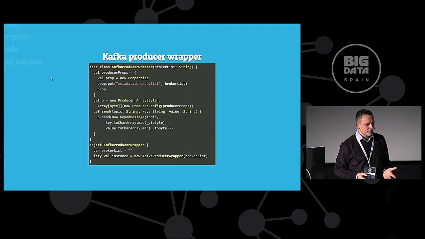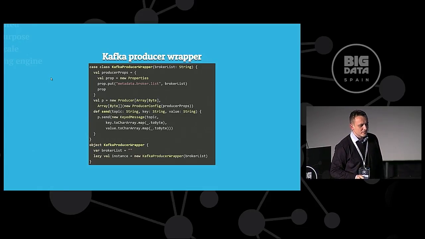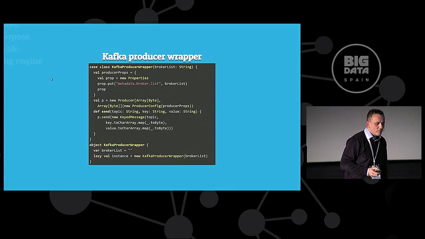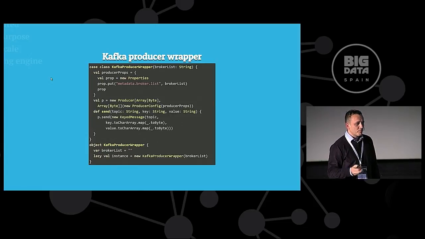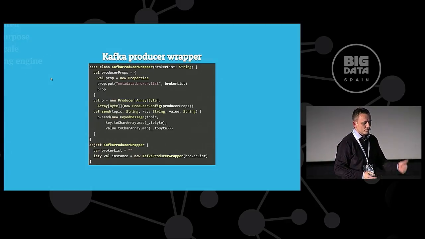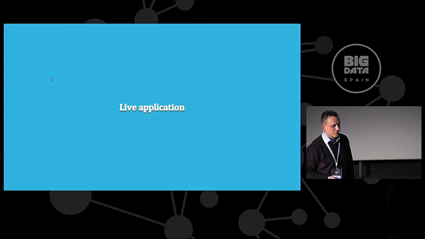So the best thing to do would be something like this, which is just a static object. Objects in Scala are just like static in Java. So it opens up just one Kafka producer per JVM, and all the programs reusing this class will use the single producer, which is, I think, the most efficient way to do it.